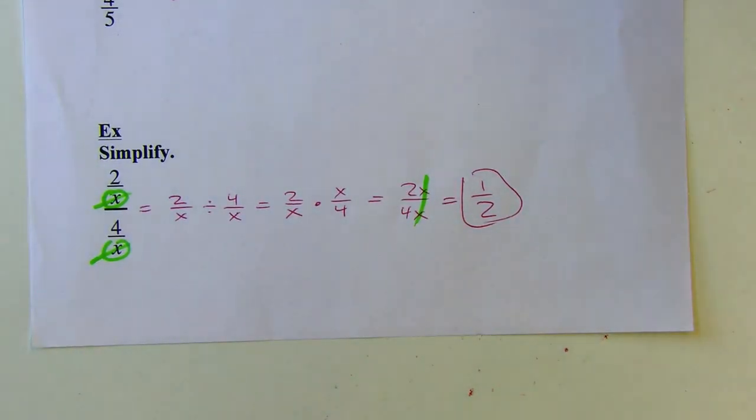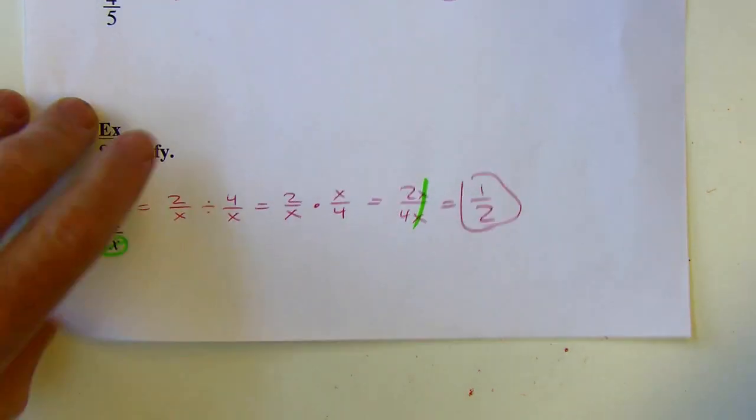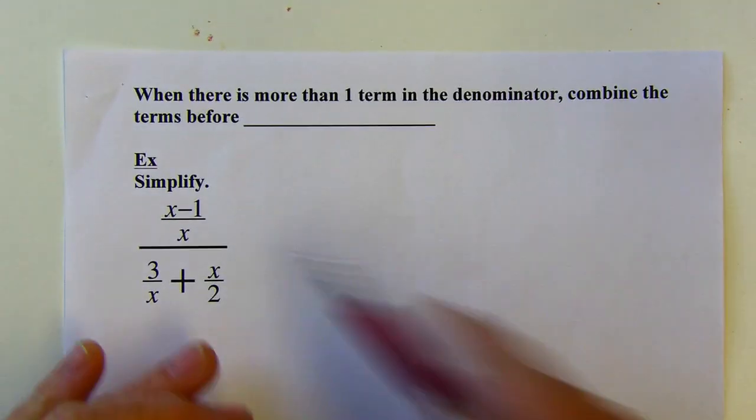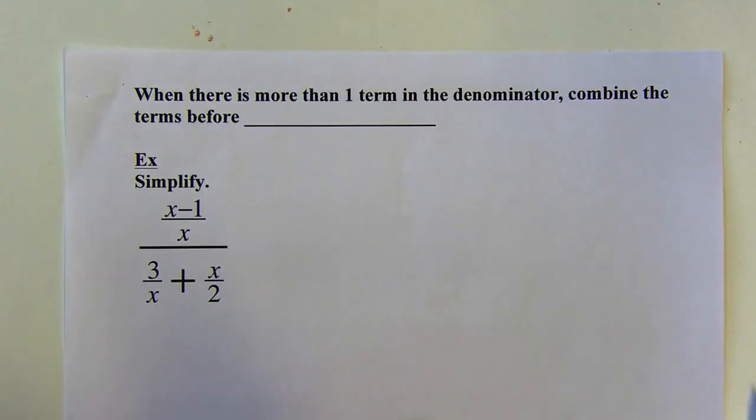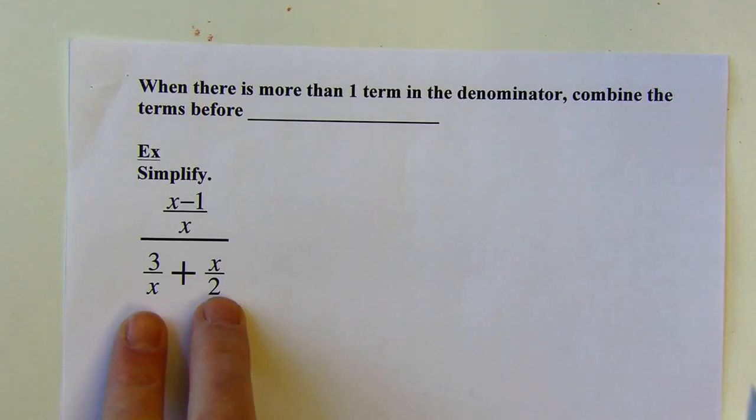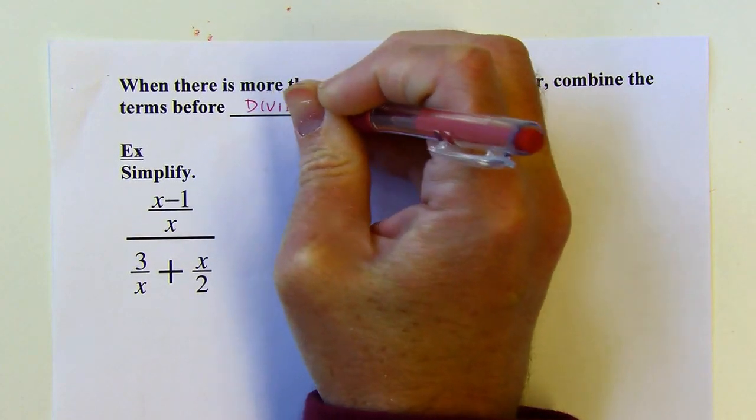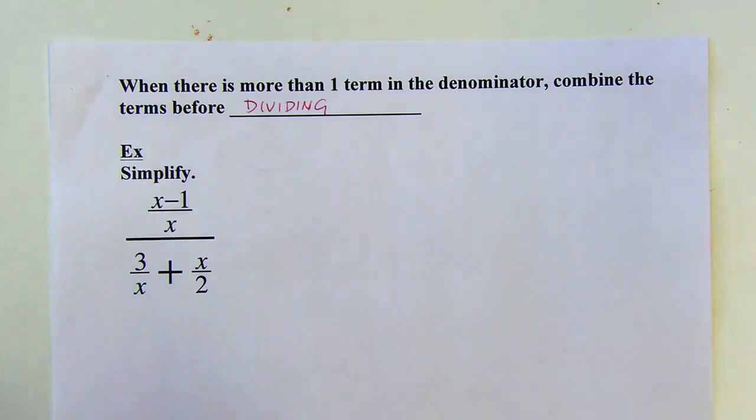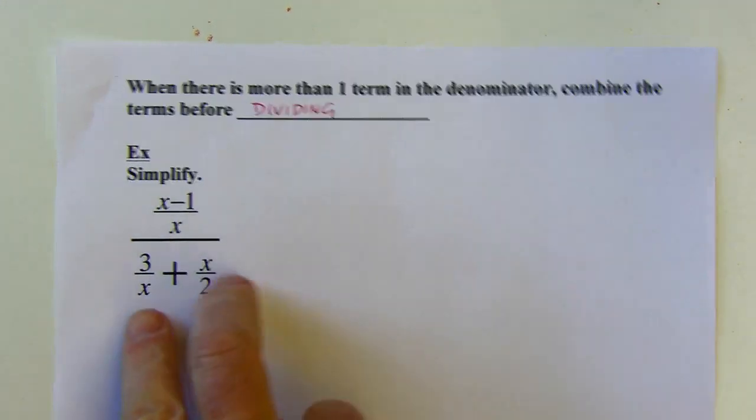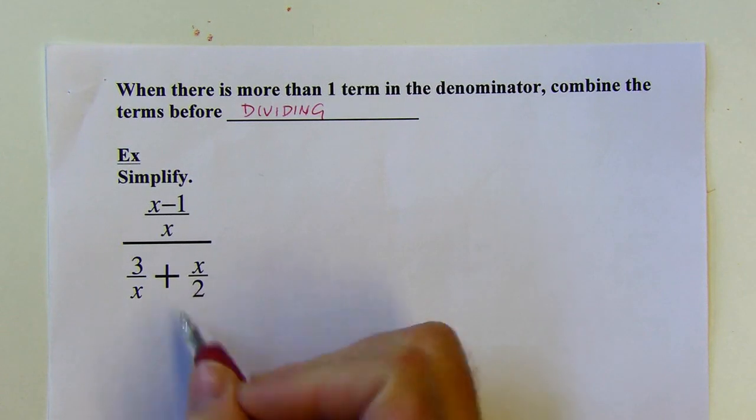Okay, these problems can get a little more complicated, but it's that same basic principle that you're going to write this as division and then as multiplication. Okay, now this gets trickier with this problem because we got more going on. So when there is more than one term in the denominator, we have two terms in the denominator, we want to combine the terms before dividing. Because if you flip it into multiplication, you can't just flip multiple terms like this upside down. So what I would do is just combine these two into one term to begin with.